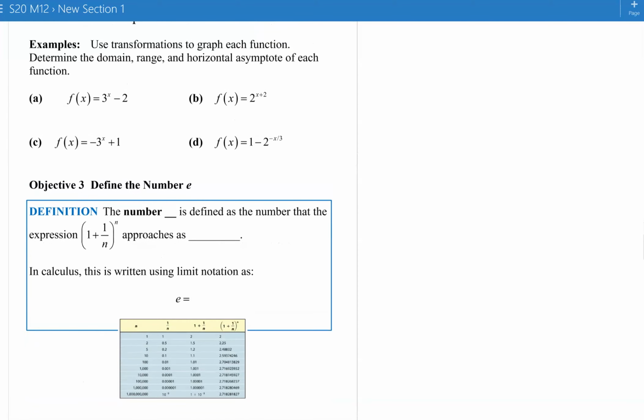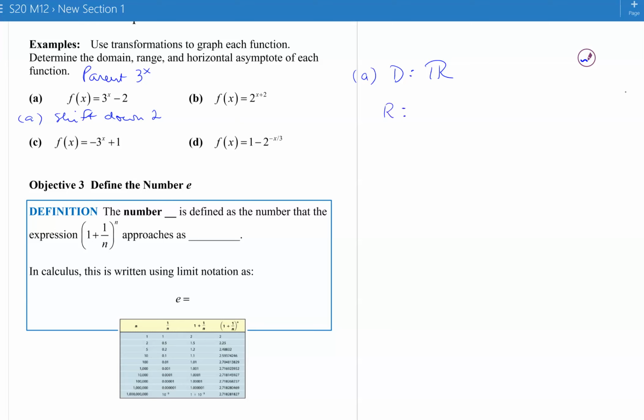Okay, then here is make a list of the transformations and think about how that changes, if any, the domain, range, and horizontal asymptote of the function. So this first function we have shifted down 2 from the parent graph 3 to the x. So for A, we'd say the domain doesn't change. That's still all real numbers. Shifting a graph up and down does not change its domain.